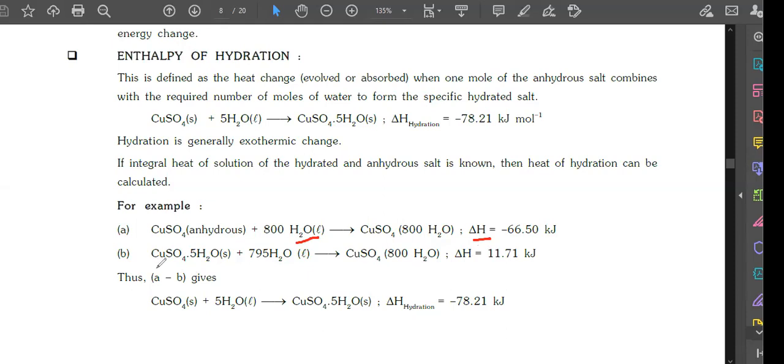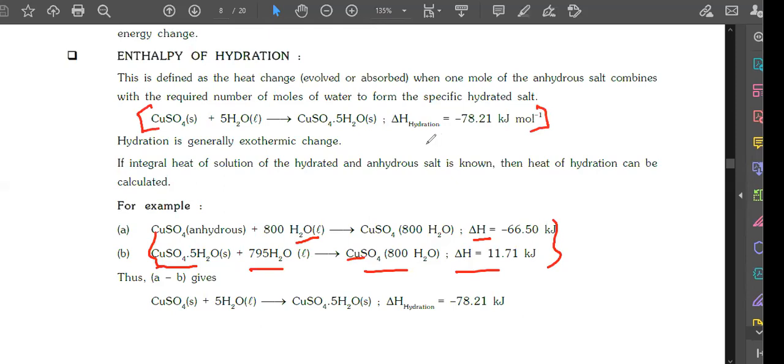Now this is not 5H2O, it is already 5H2O. And this is 795 H2 liquid. Then again, this is your total delta H. So what is the difference between these two? The difference will give you this delta H using Hess law. Yes or no?